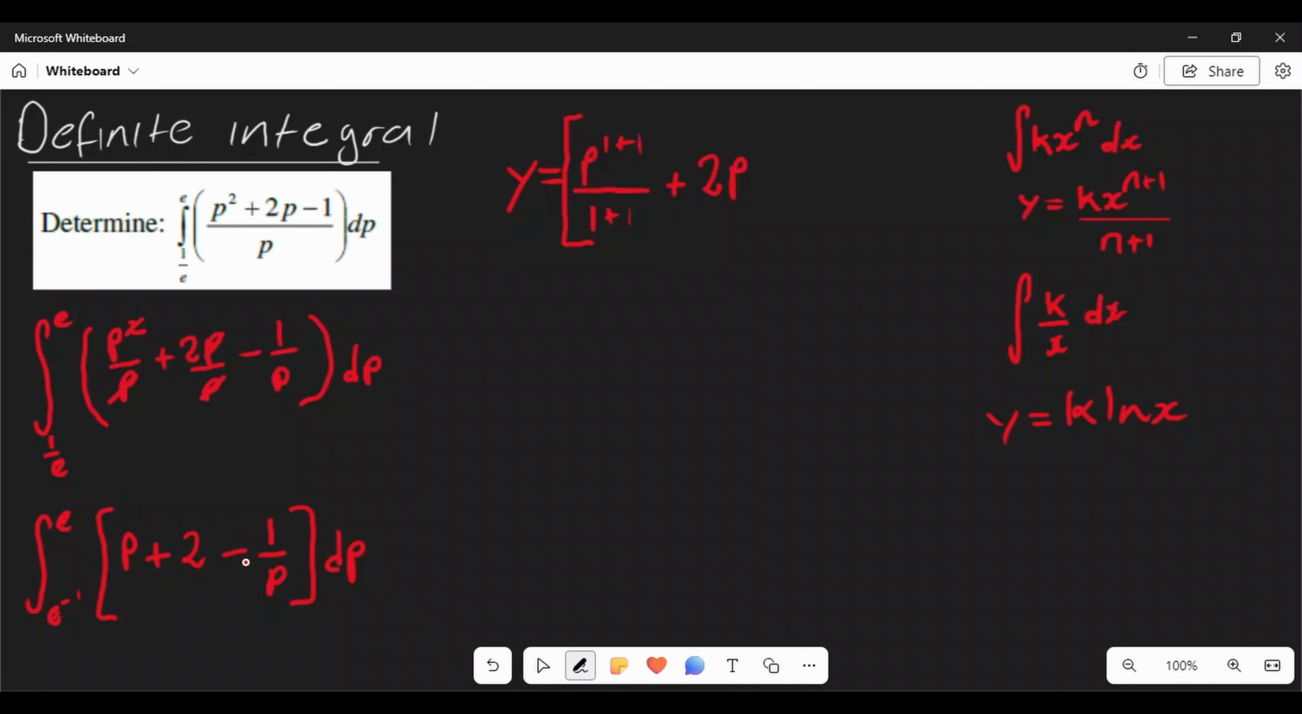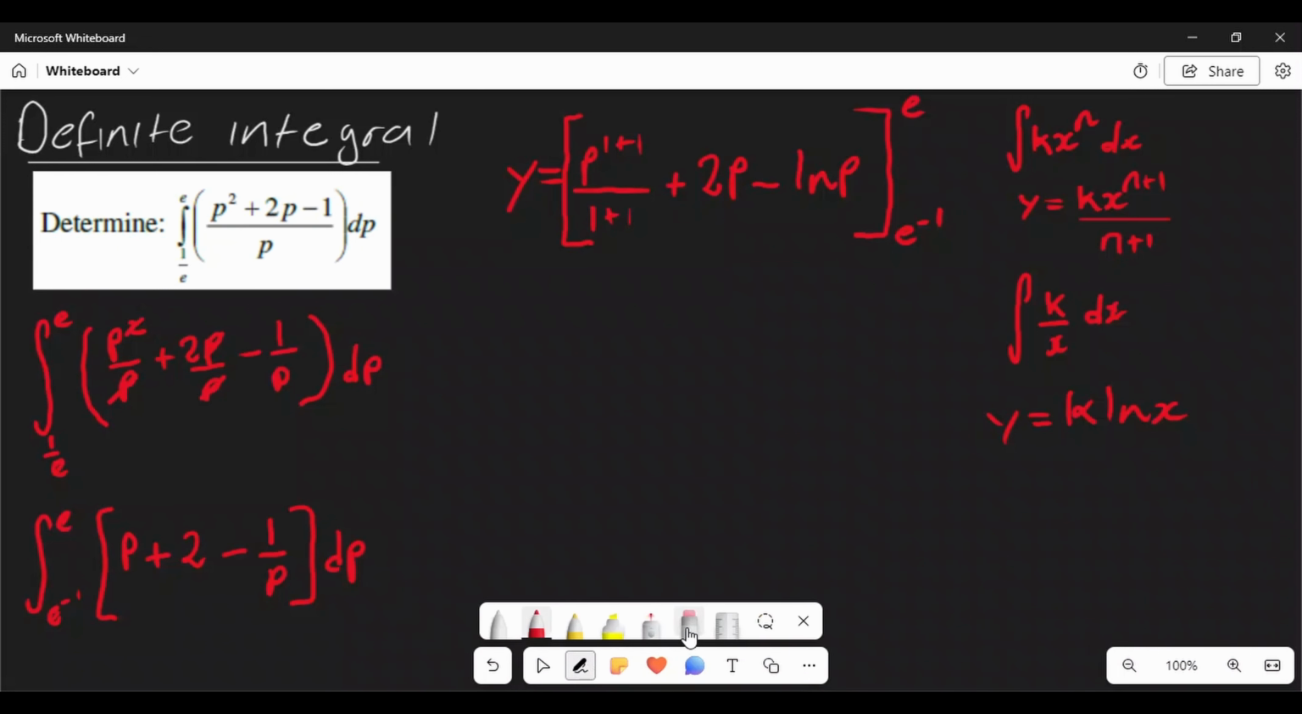So when you integrate this one, it's going to be simple. It's going to be minus, our k is 1, so even if you don't write it, it's fine. It's just going to have natural log p, right? Then that's it. From here you write your upper limit, which is e, and your lower limit, which is e to the power of negative 1. Right, so this is how you do the integral.